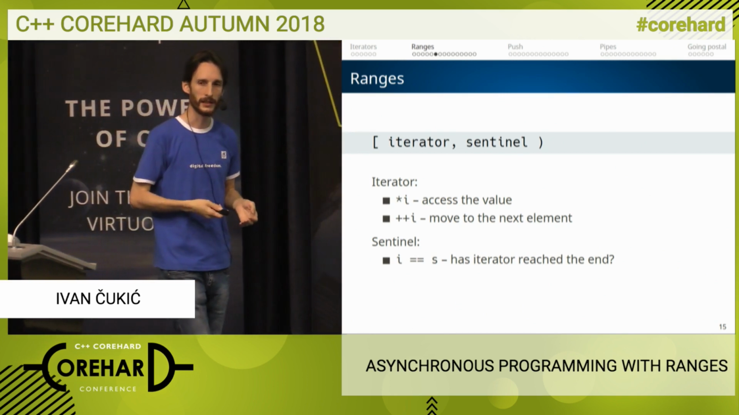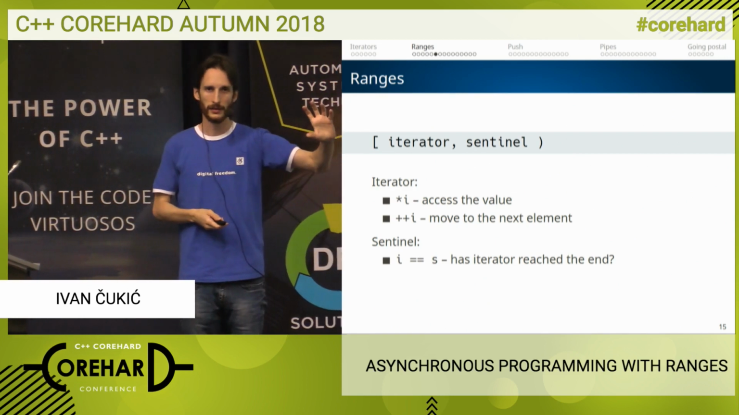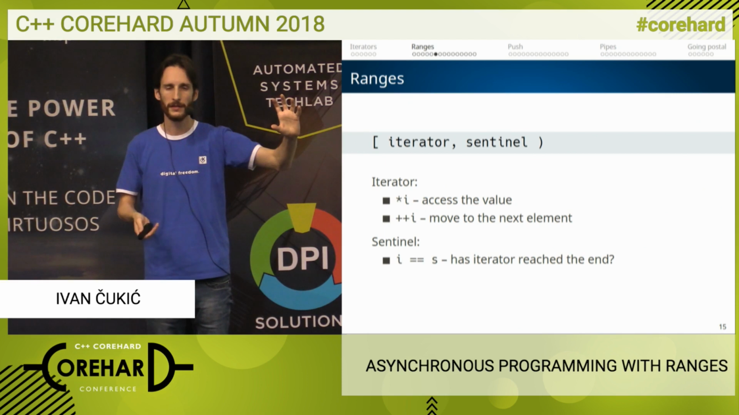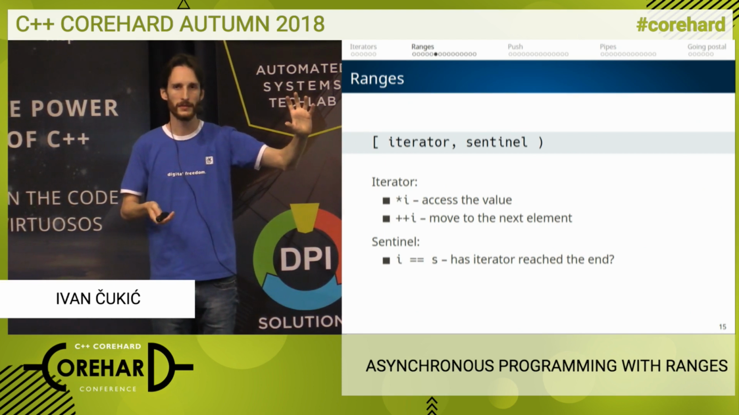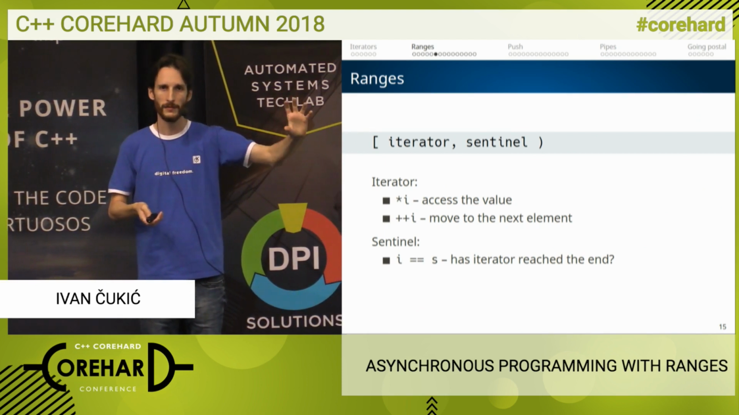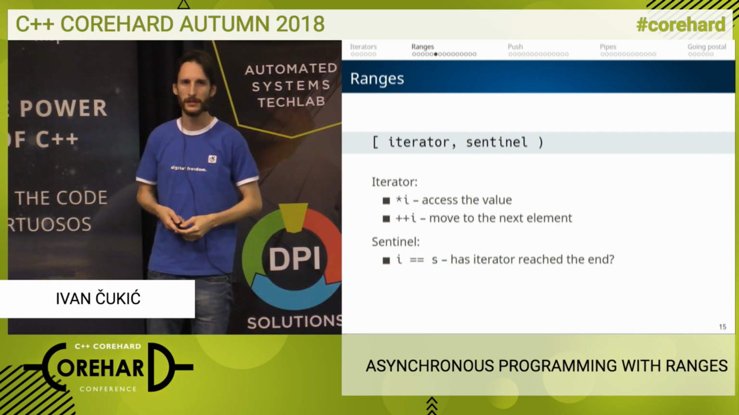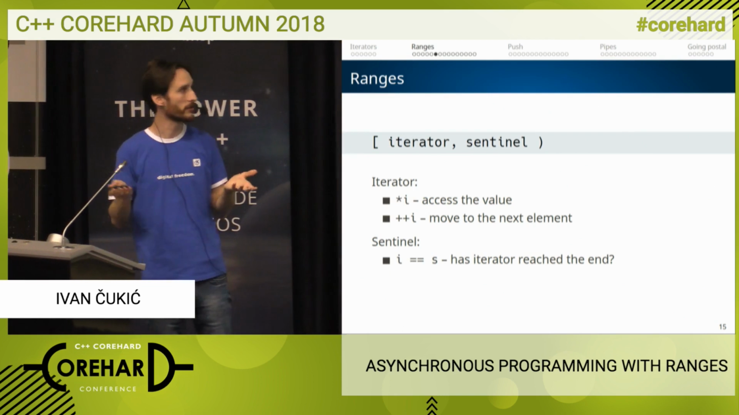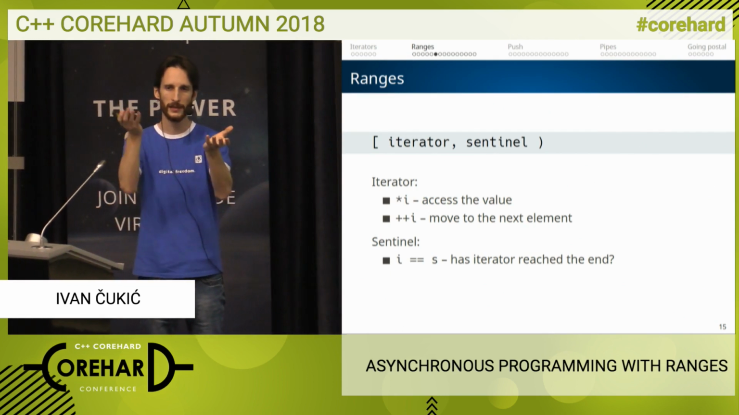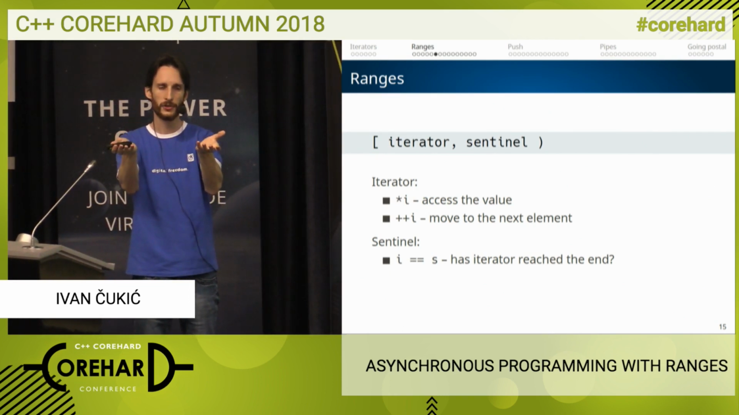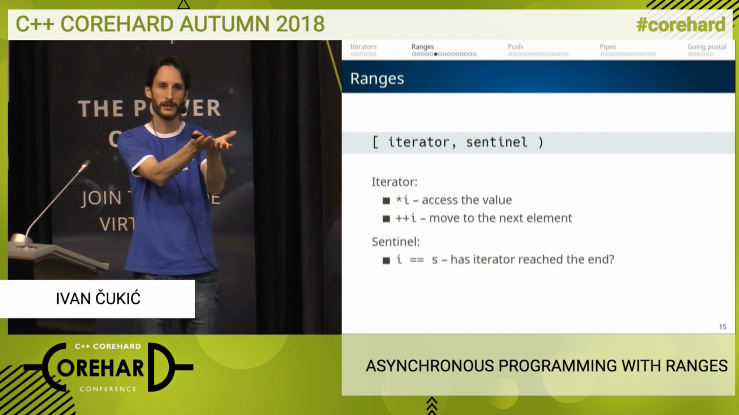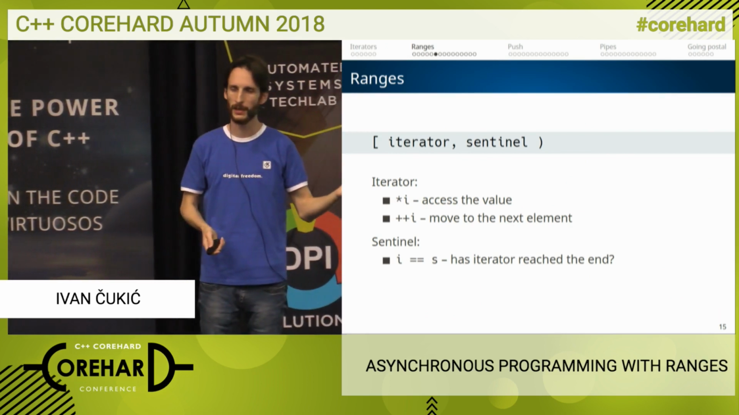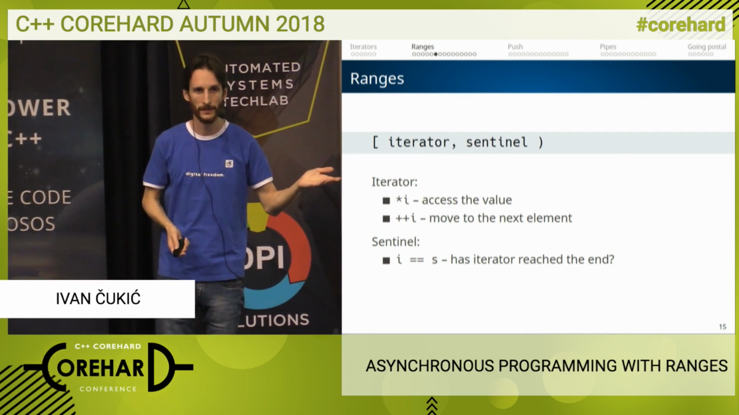So semantically, the end iterator is something that you never dereference. If you dereference it, it's a seg fault in the best case, right? You never move it. Why then is it an iterator? Why should it be an iterator? It only serves to be compared with a proper iterator to check whether we reached the end. So there is no reason why the end iterator should have a plus plus or dereferencing operator.